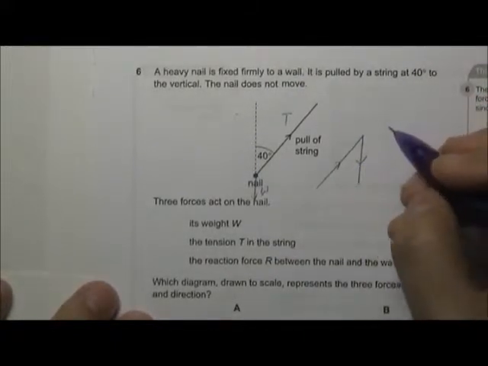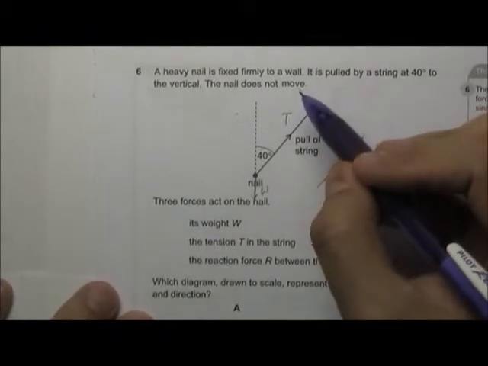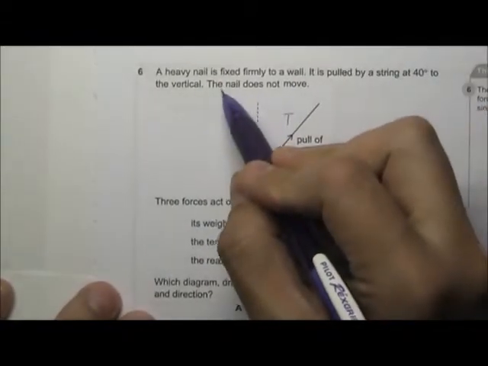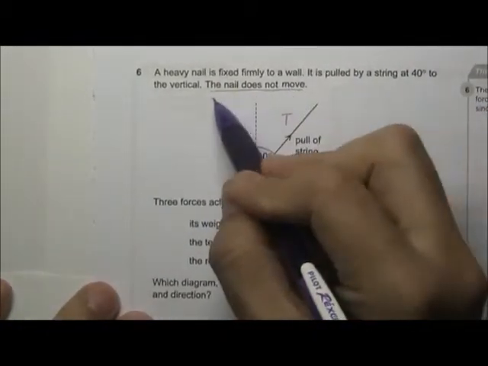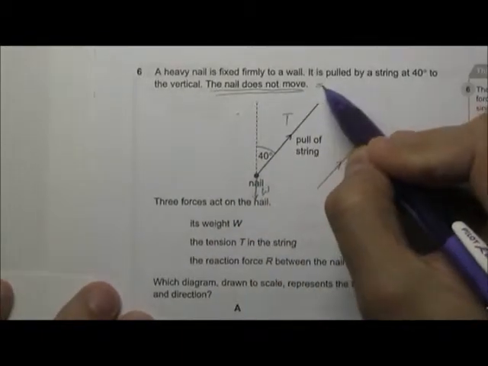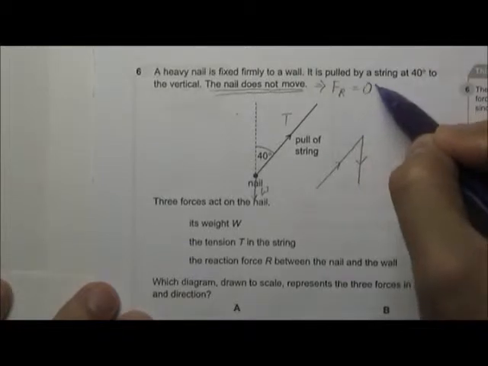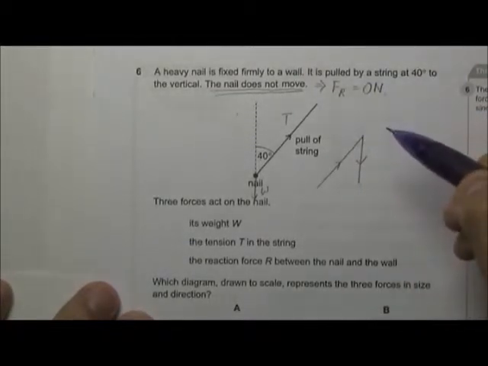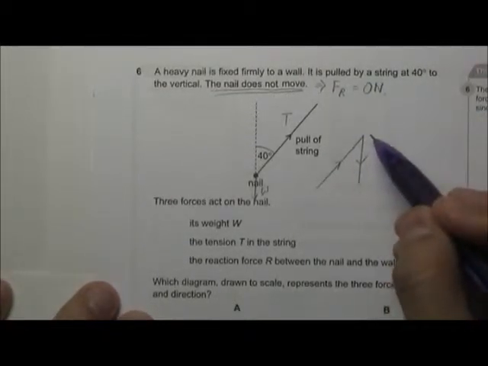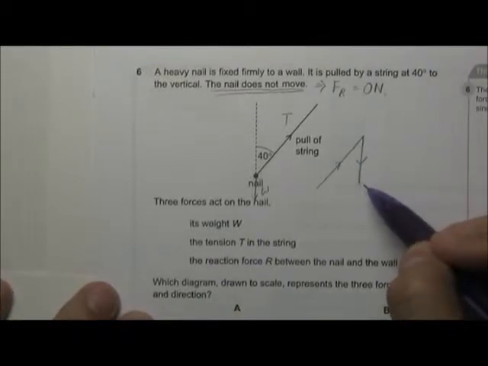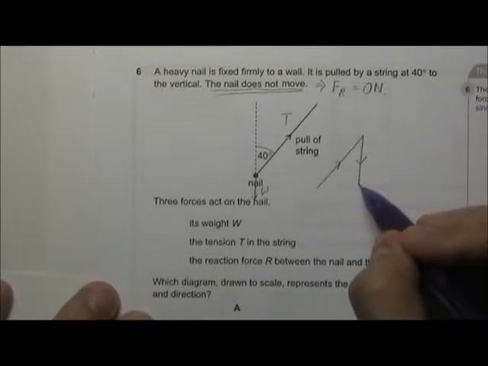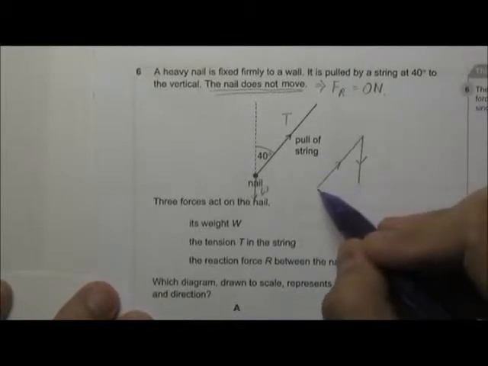Okay, and now let's look at the question again. The question states that the nail does not move. If the nail does not move, it means that the resultant force is equal to 0 Newton. And using the tip to tail diagram, we should get an enclosed triangle. That means from this point, the last force is supposed to bring us back to the original point.